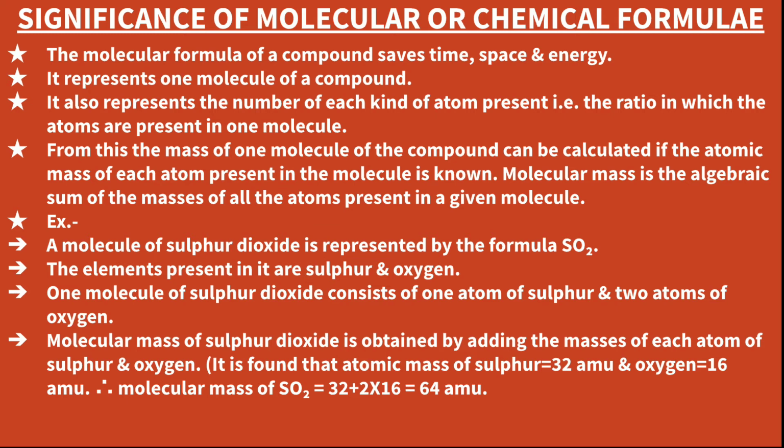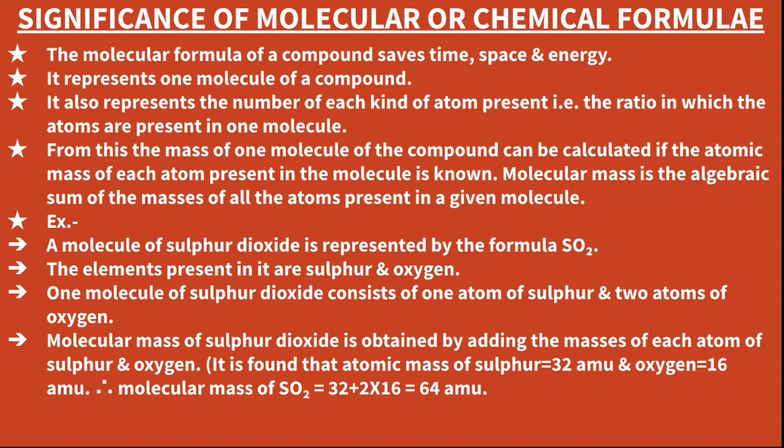Okay, for example, a molecule of sulfur dioxide is represented by the formula SO2. The elements present in it are sulfur and oxygen. So one molecule of sulfur dioxide will consist of one atom of sulfur and two atoms of oxygen. Now, the molecular mass of sulfur dioxide is obtained by adding the masses of each atom of sulfur and oxygen. The atomic mass of sulfur is 32 amu and oxygen is 16 amu.